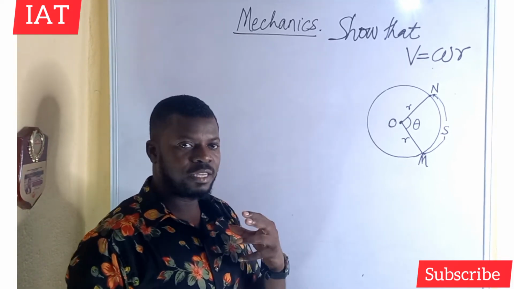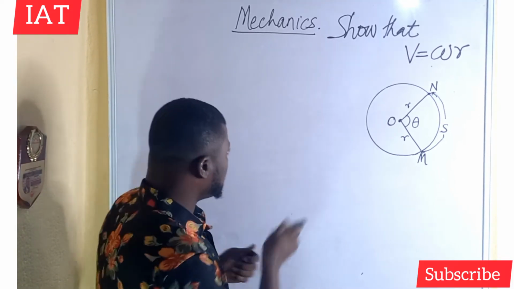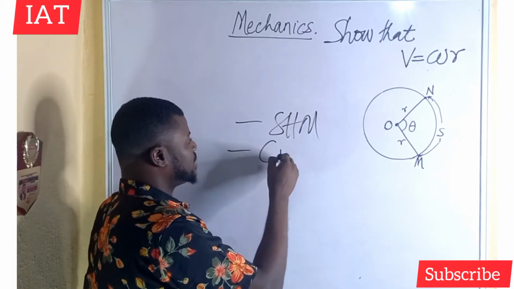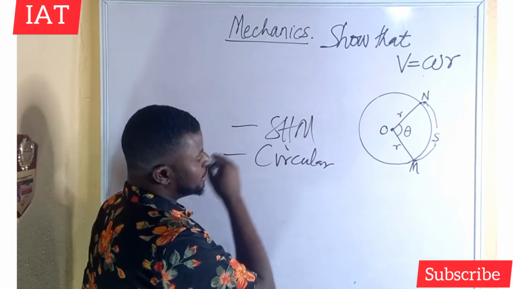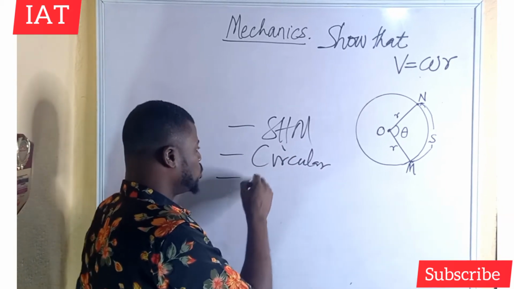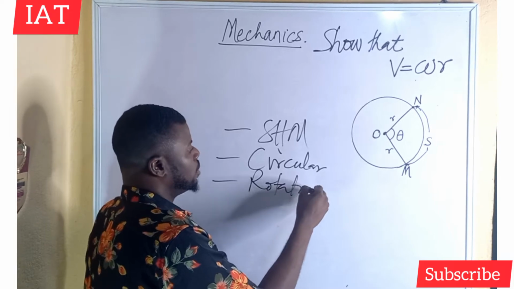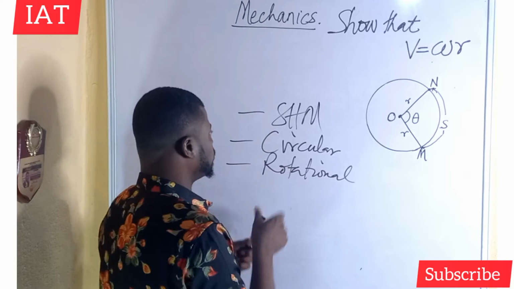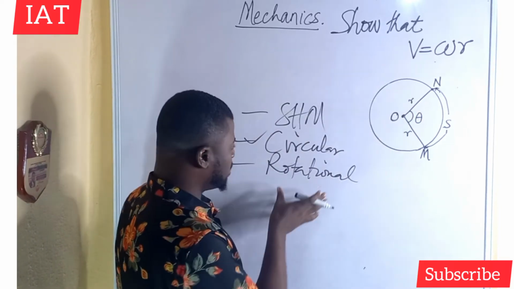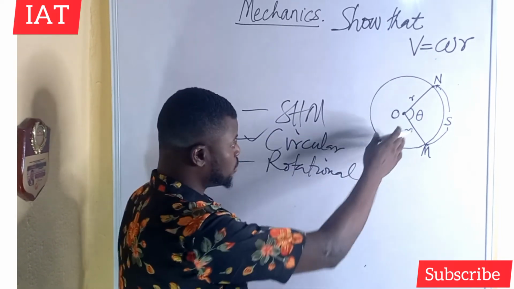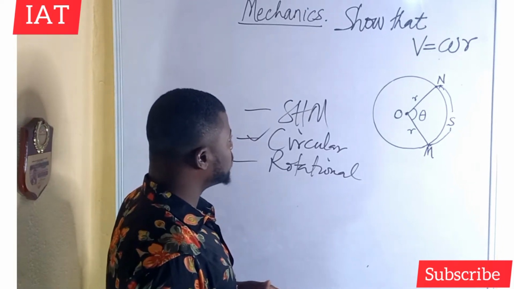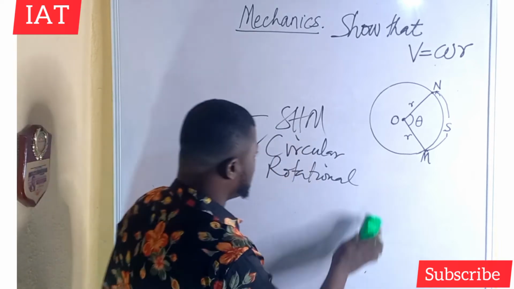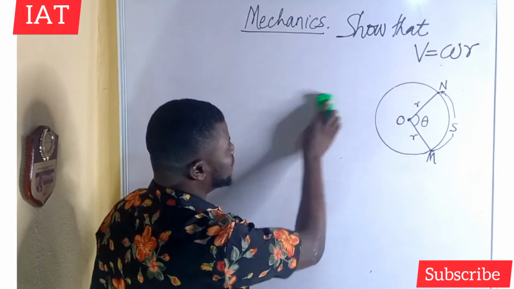Curvilinear motion has three types. One is the simple harmonic motion, another is the circular motion, and another is the rotational motion. All right, so under the circular motion, we're going to solve this problem. You can still use the approach of rotational motion to also solve this. In one of the videos I'm going to detail everything about this, but here we're going to be direct to the point.